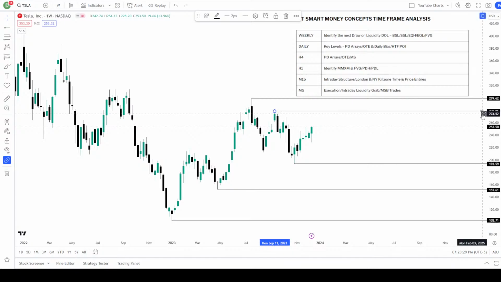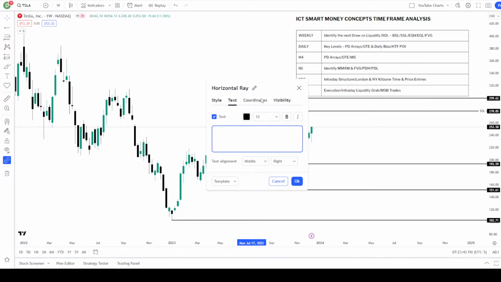And then you can see I have mine centered to right middle. You can center it however you want. You can center it to center or center middle. You can center it to left. And you can center it above or below the line. I have mine right in the middle of the line. Here we got buy side liquidity on this level here. And then on these ones, like I said, we got sell side liquidity.